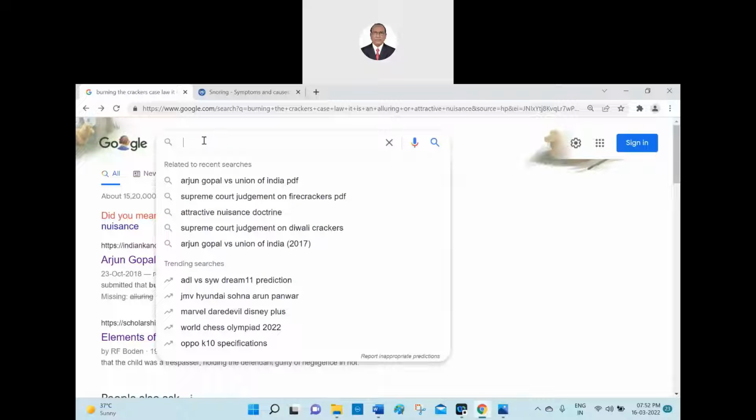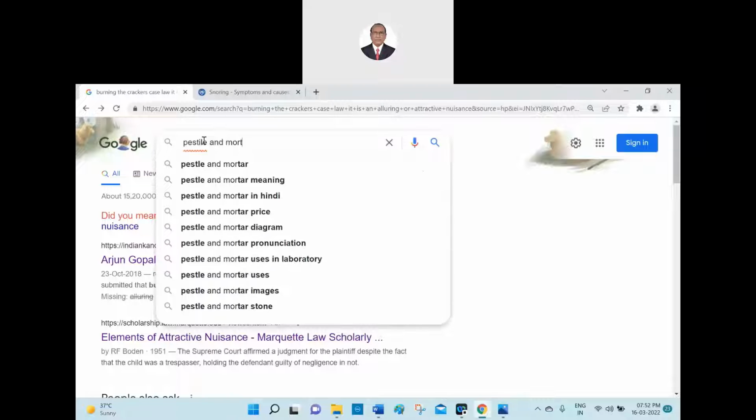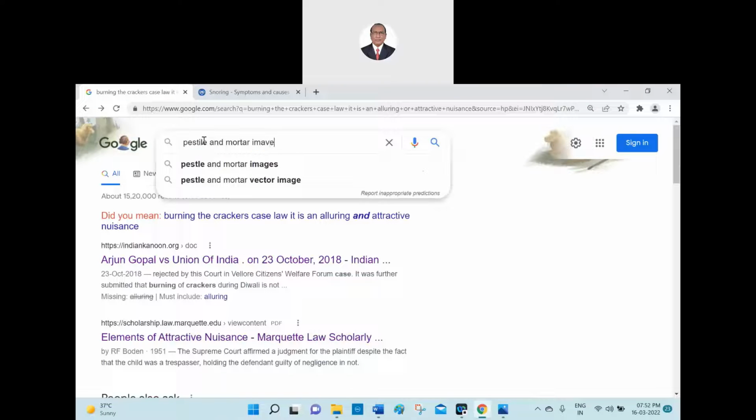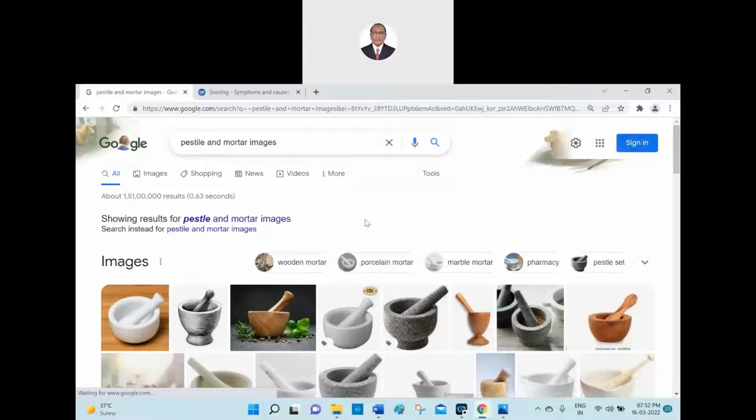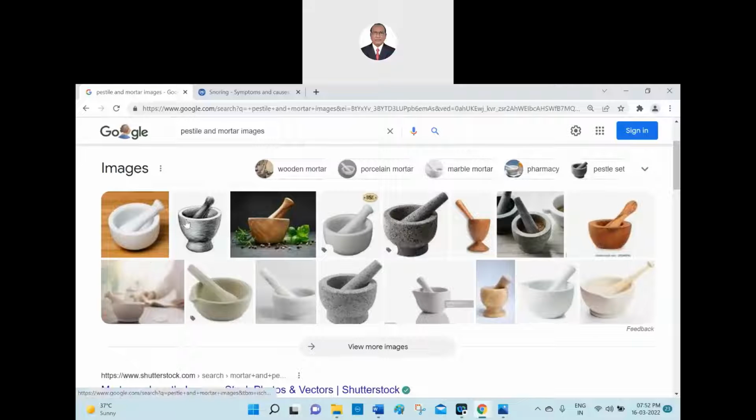So this is called pestle and mortar images. Now you can see, this is the pestle, this is the mortar. I am showing you only the small one. Nowadays even green and red chilies are crushed with the pestle and mortar. They also have a pestle run by electricity.